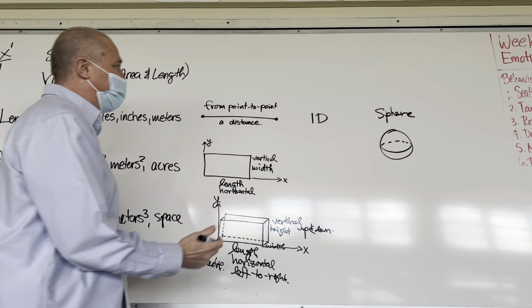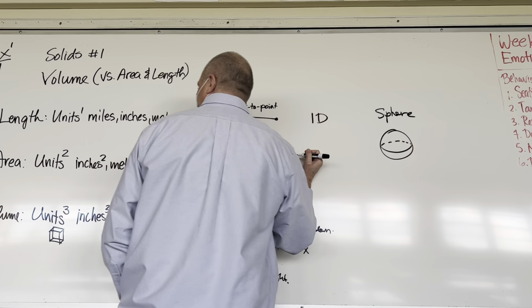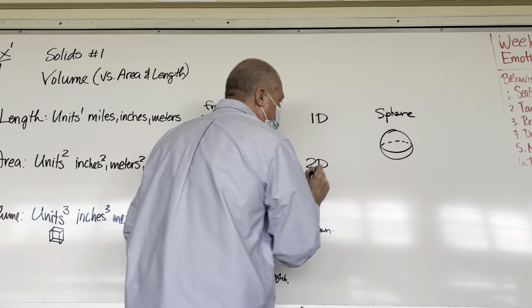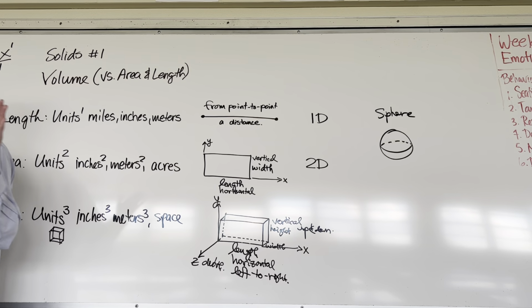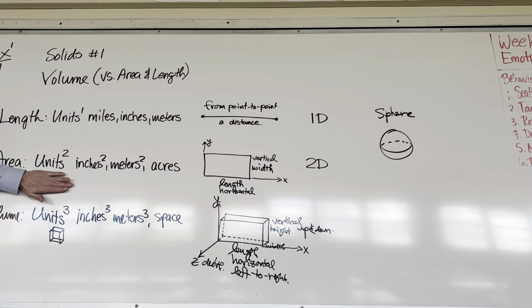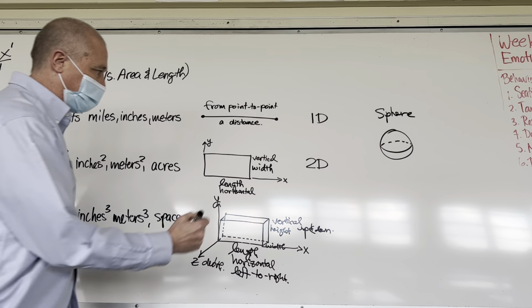Dimension. Okay, one dimension, 1D. So when you get to area, how many Ds? 2D. Good. 2D, like this board. This board is a flat surface. There's a horizontal axis and there's a vertical, but it's all flat in the board, 2D. And then we're tricking ourselves by drawing it that way, but what's the volume?